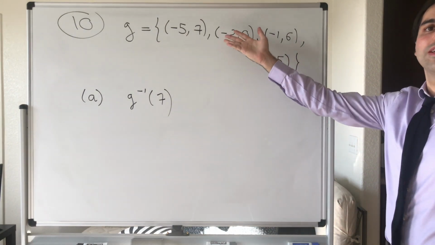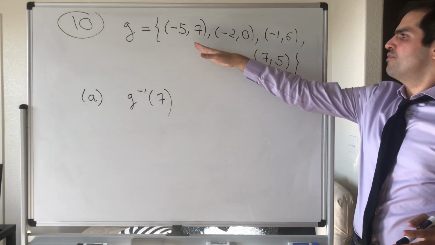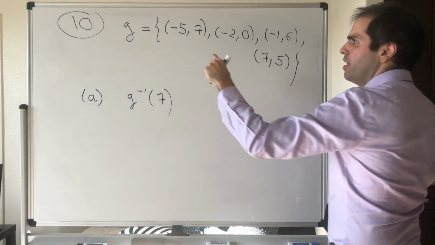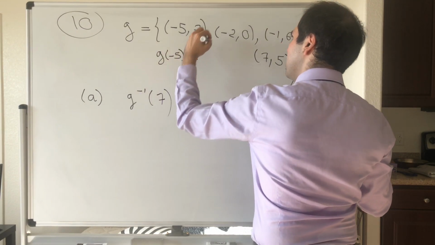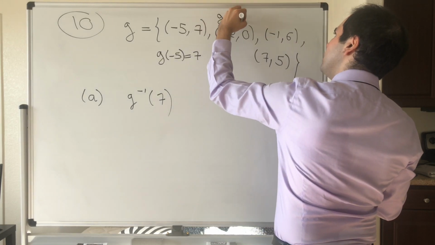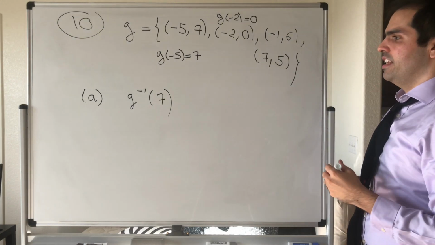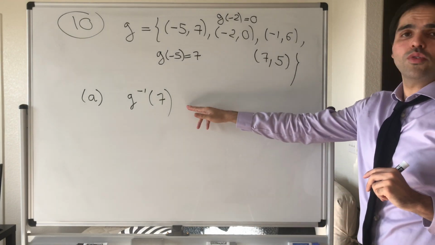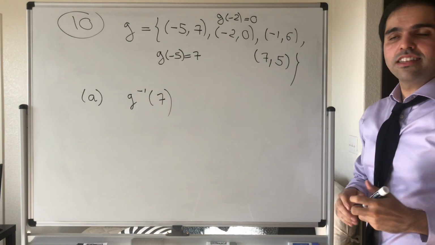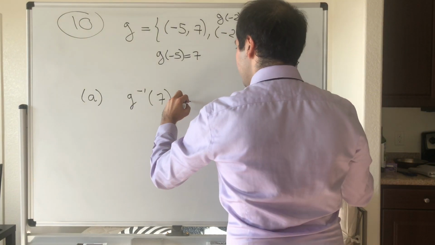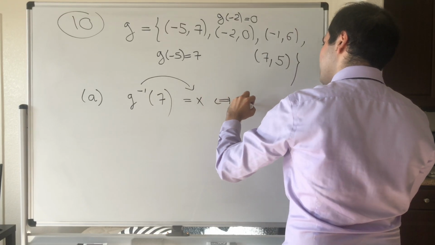Suppose you're given a function with the following values, and the way you have to read this is as follows. What we're saying here is that g of minus 5 equals 7, g of minus 2 equals 0, g of minus 1 equals 6, and g of 7 equals 5. And the first question is, find g inverse of 7. What this means is as follows: if g inverse of 7 equals x, then g of x equals 7.